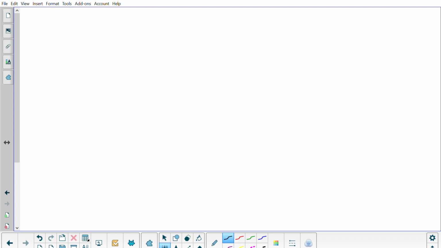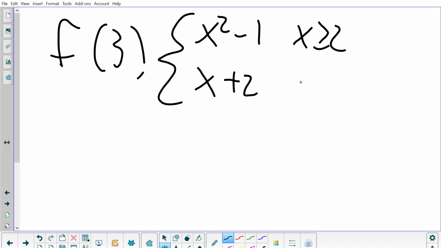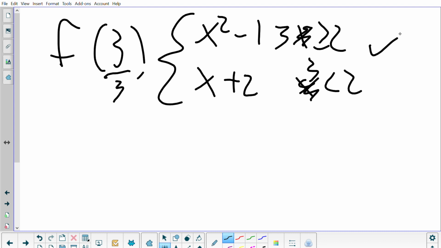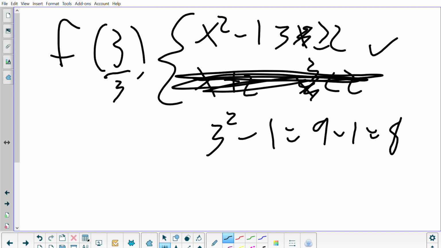The last thing that they might do is say f of 3, x squared minus 1, and x plus 2, when x is greater than or equal to 2 and x is less than 2. So what you do is you say where x is 3. So I change this for 3, I change this for 3. X is greater than 2, that's true. X is less than 2, that is not true. So you scribble that out, and then you put in 3 for x. So f of 3 is 8. All right, email me if you have any questions.